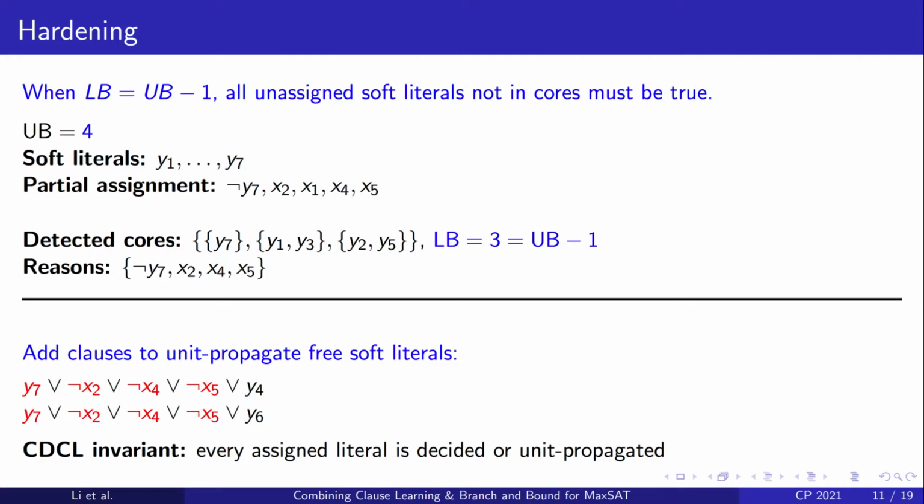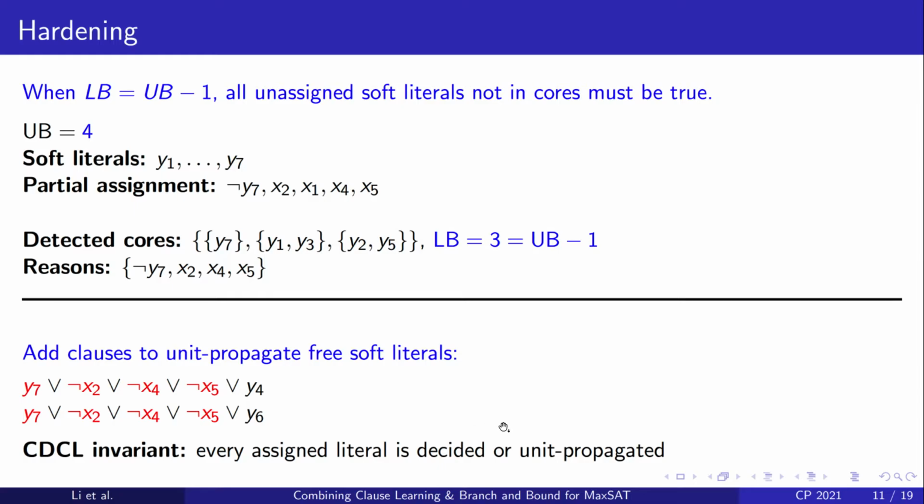So hardening is not new. In fact, other branch and bound MaxSAT solvers already use hardening. But what is new is that we apply hardening by introducing new clauses. So for each literal that we want to propagate to true, we add one extra clause. This clause contains the negations of the reasons and the literal that we want to propagate. In this case, y4 and y6. And note that, given the partial assignment, this clause is unit. Therefore, unit propagation will propagate these two literals to true. And hence, we satisfy a CDCL invariant, that is that every assigned literal is either decided or it has been unit propagated.